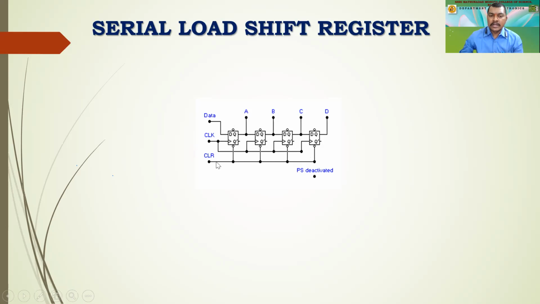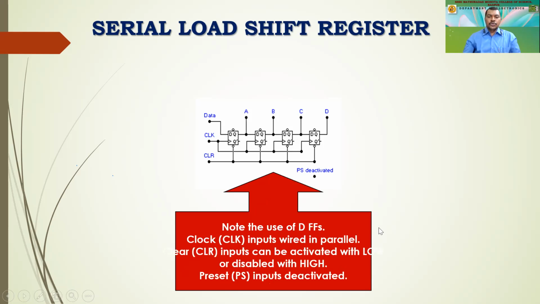The clear terminal over here is active low. This terminal is taken out to clear all the data inside the flip flops. As soon as you give a low over here, the data will be cleared. The data that was earlier in the flip flops at the initial stage is cleared. Now let us see that. So note the use of D flip flops, with clock inputs wired in parallel. Then we have a clear terminal.